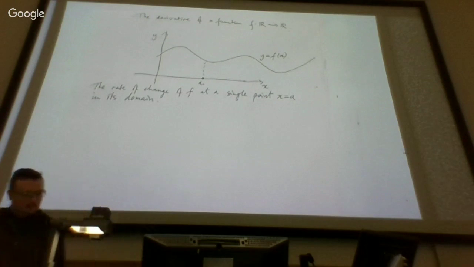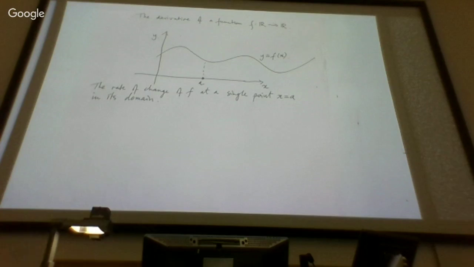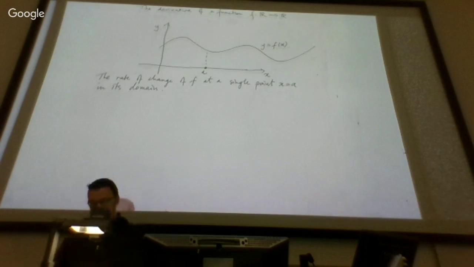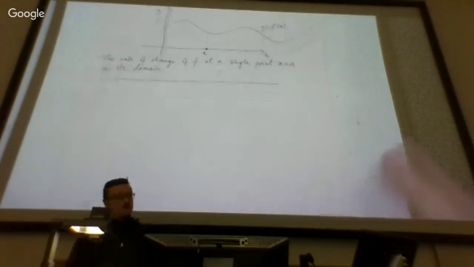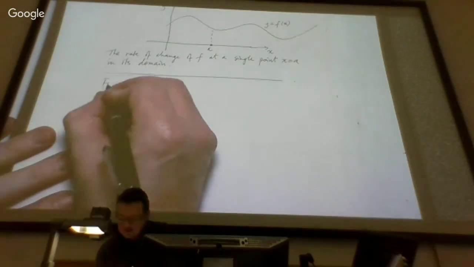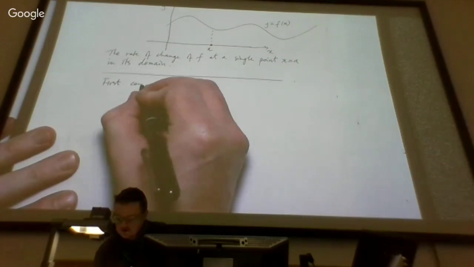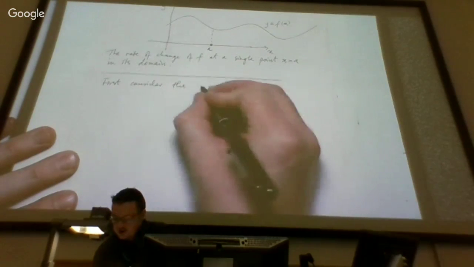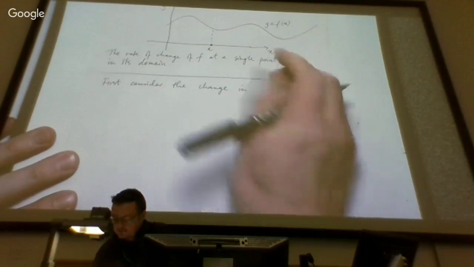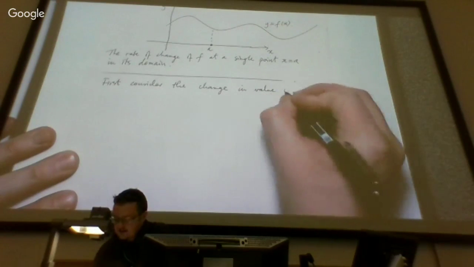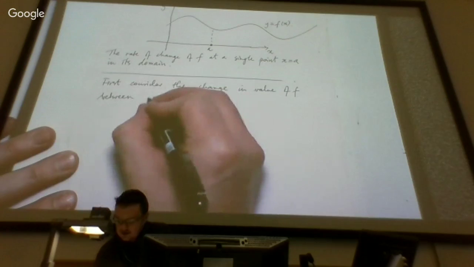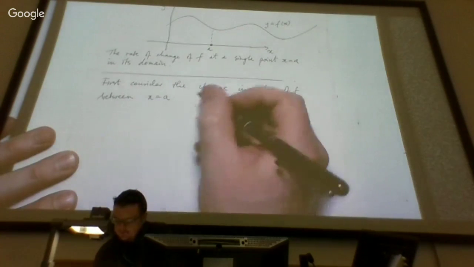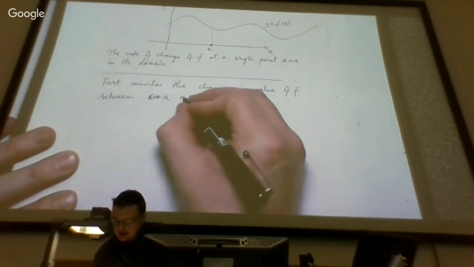So we're kind of at the start of it here. I'd like to talk about the definition of the derivative of a one variable function. But first we introduce the notion of the change. First, we're going to consider the change in behavior, the change in value of f between x equals a, or between a and a nearby point x.